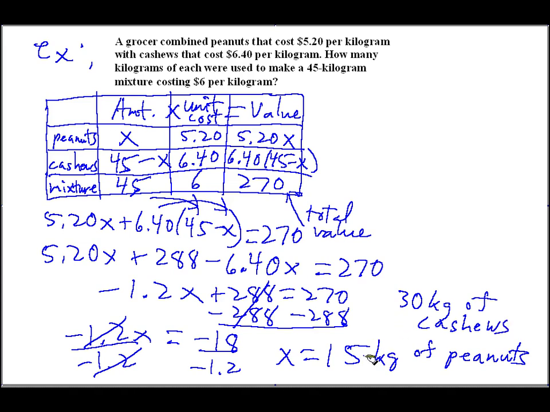So 15 kilograms of peanuts and 30 kilograms of cashews, again, to make this 45 kilogram mixture that will cost $6 per kilogram. All right, so again, using this table to set up this problem.